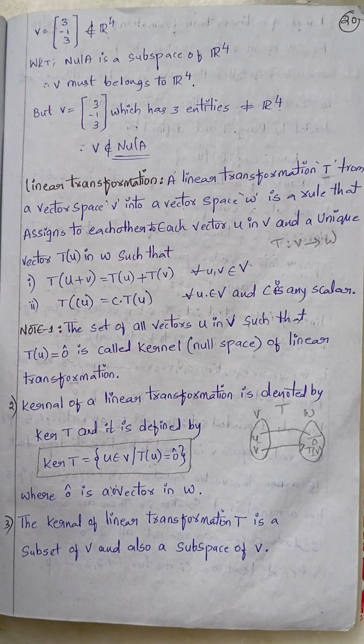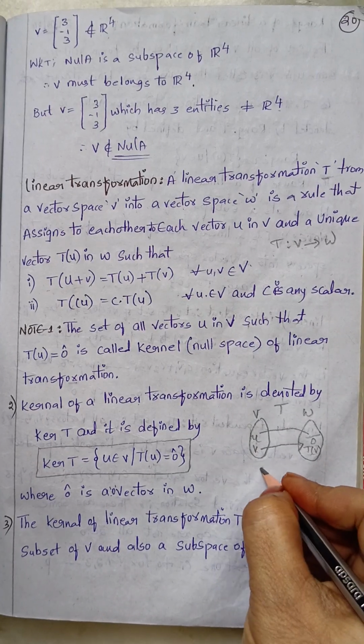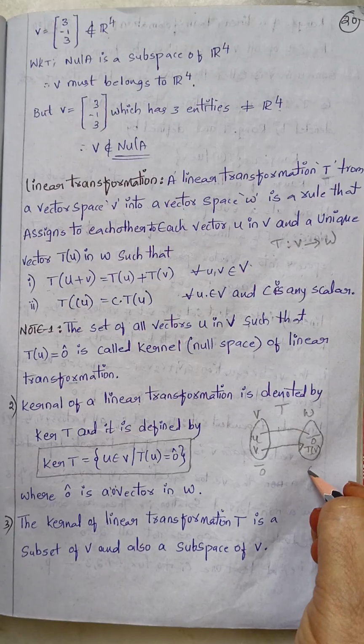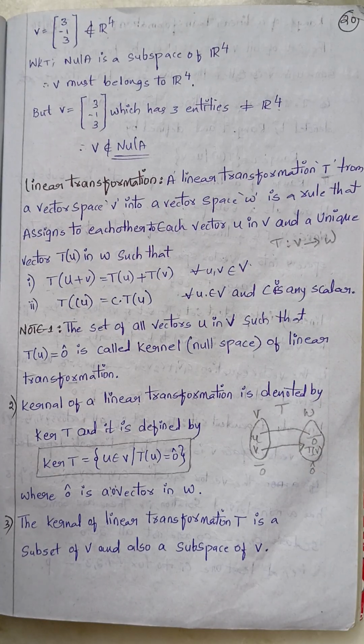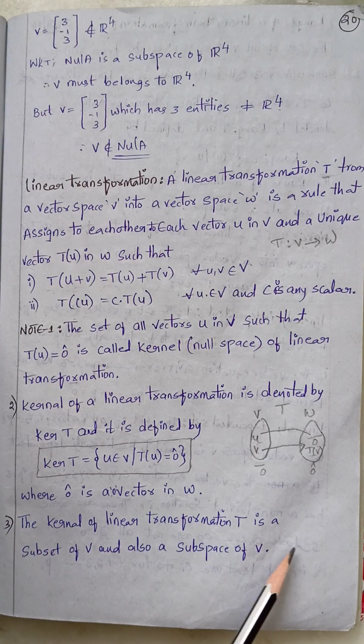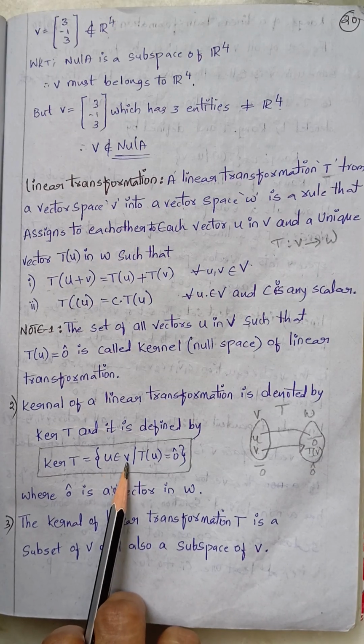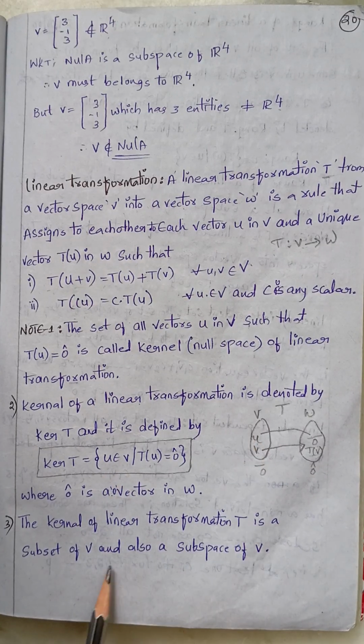Why are we using 0 bar and 0 cap? When you take the zero vector in the first set, we consider it as 0 bar. In the second vector space, the zero vector can be represented as 0 cap or 0 tau. So kernel T is: u belongs to V such that T of u equals 0 cap, where 0 cap is the zero vector in W. So the kernel of a linear transformation T is always a subset of V and also a subspace of V, because we take the kernel values from the first set, not the second. That's why it is a subspace of the first vector space.